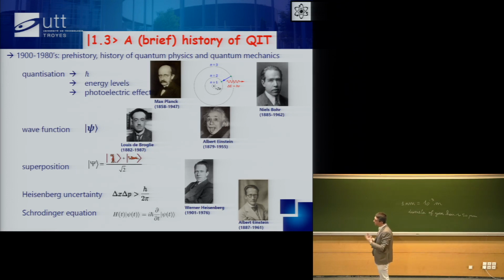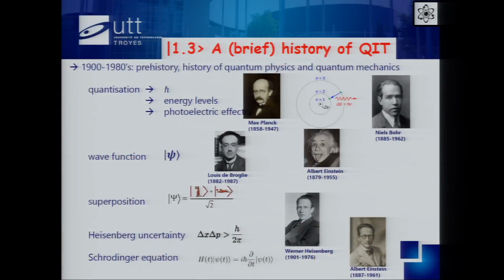So physics-wise, where are we coming from? In terms of quantum information technology, between, say, 1900 and the 1980s, we are in the prehistory of QIT. Why is this? Because it's more the history of quantum physics and quantum mechanics. Here I give you some examples of important people, maybe the most famous ones for particular reasons, but of course this is a non-exhaustive list.